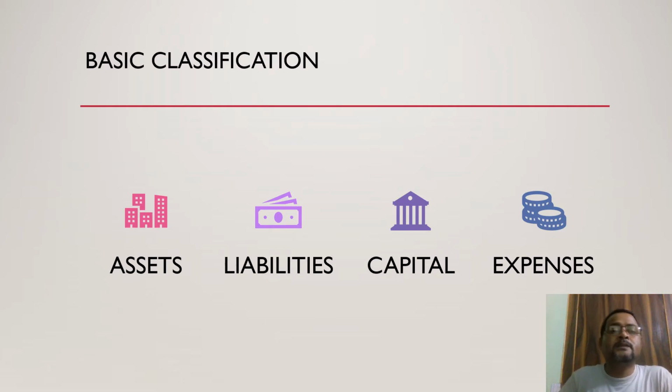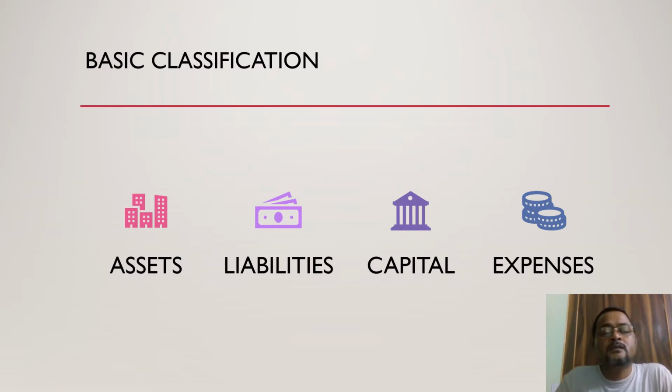The basic classification of these accounting terms is fourfold. First of all, you have assets. Secondly, liabilities. Third is capital. Fourth is expenses. So whatever terms one has to interact with in accounting are classified under these basic terminologies. Assets we have already discussed.